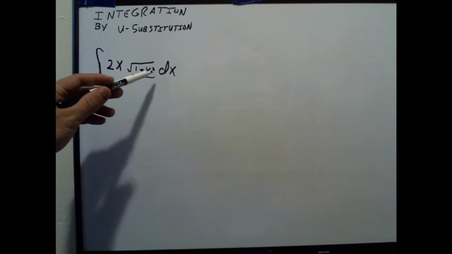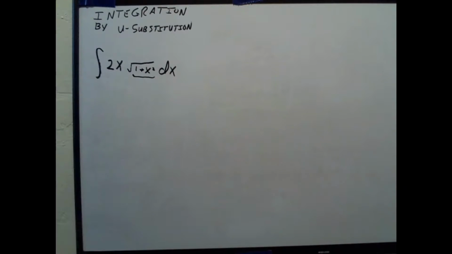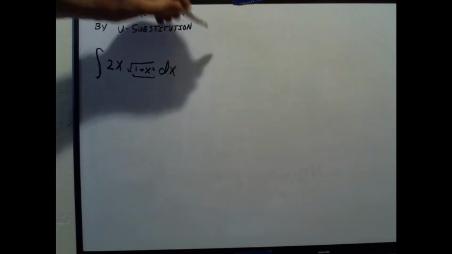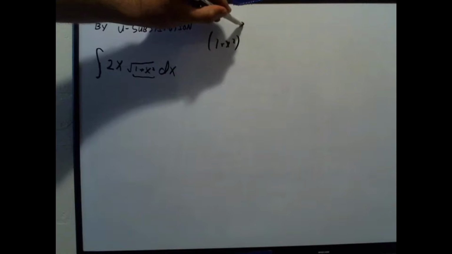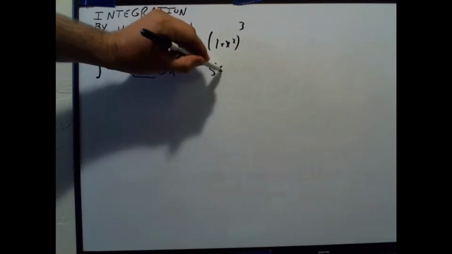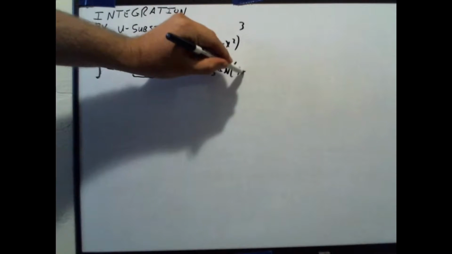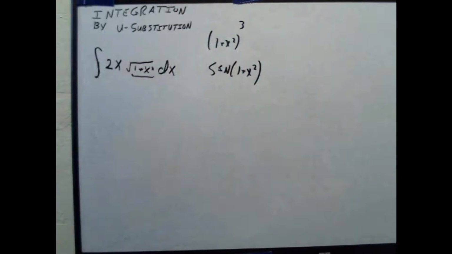We have 1 plus x squared within a radical. That's a function within a function, and it usually tells us that u substitution is the best thing to use. Another function could be a power, if I had 1 plus x squared to a power, or if I had the sine of 1 plus x squared. These would be all things that would kind of suggest u substitution.